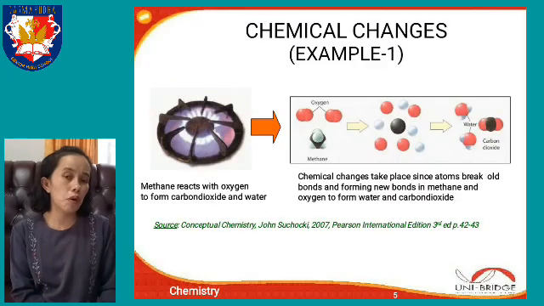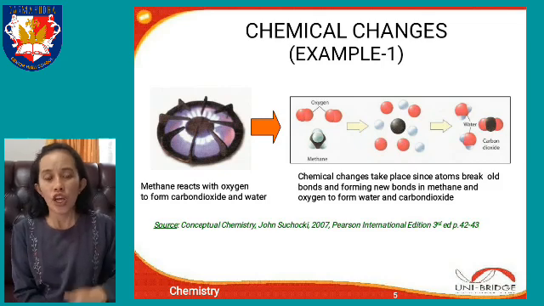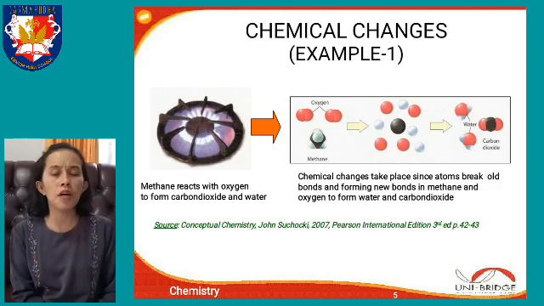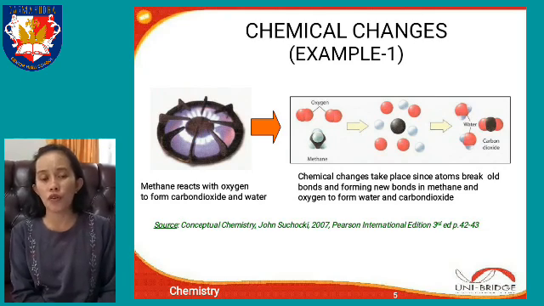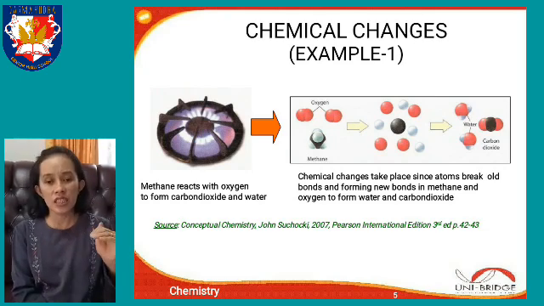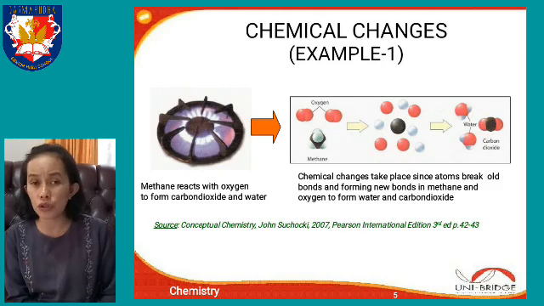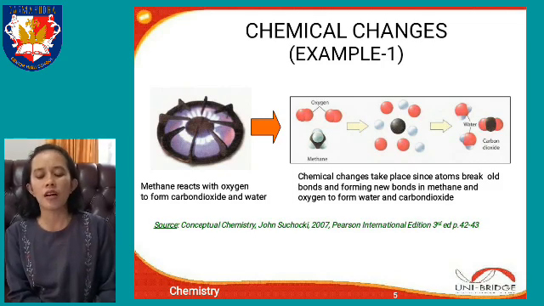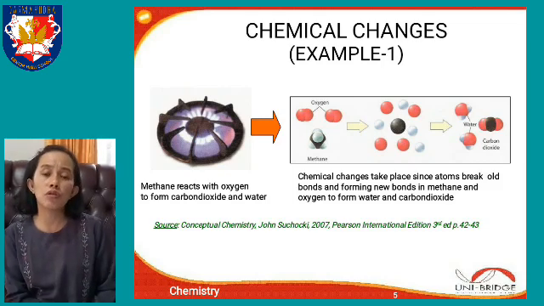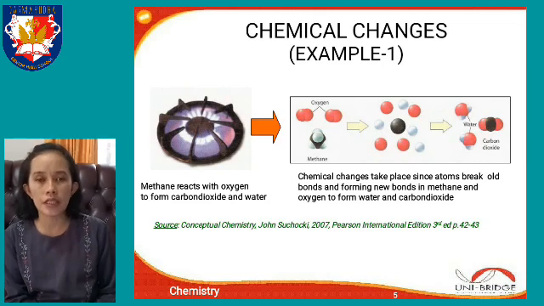An example of chemical changes here is methane. When methane is reacted with oxygen, it will form new substances. What are the new substances formed? They are carbon dioxide and water vapor. Since this kind of reaction produces new substances, that's why that reaction belongs to chemical changes.